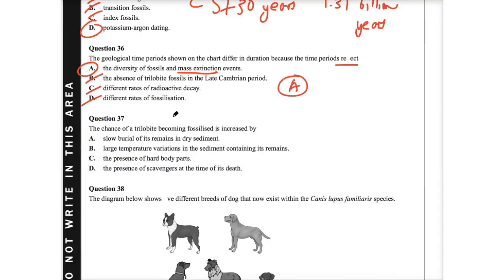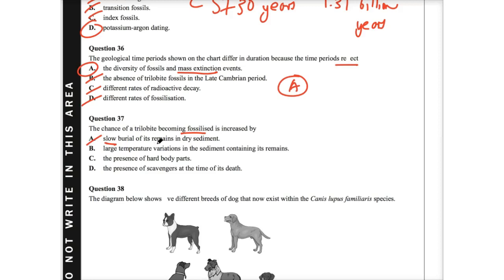The chance of a trilobite becoming fossilized is increased by what? What is it actually increased by? Let's have a look. Okay, we want to increase the fossilization of this particular species. So that's what question 37 is looking at, the idea of fossilizing, how it increases that. The slow burial of its remains in dry sediment. Well, I think it's given away that this answer is incorrect by the idea of slow. If we want to increase the rate of it being fossilized, then we'll make it a fast burial. So get rid of A.